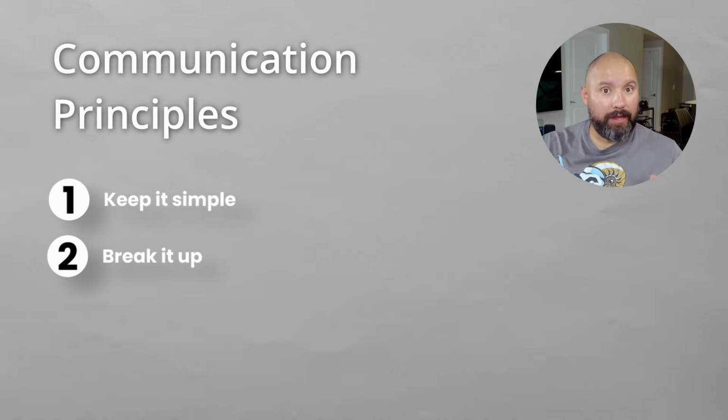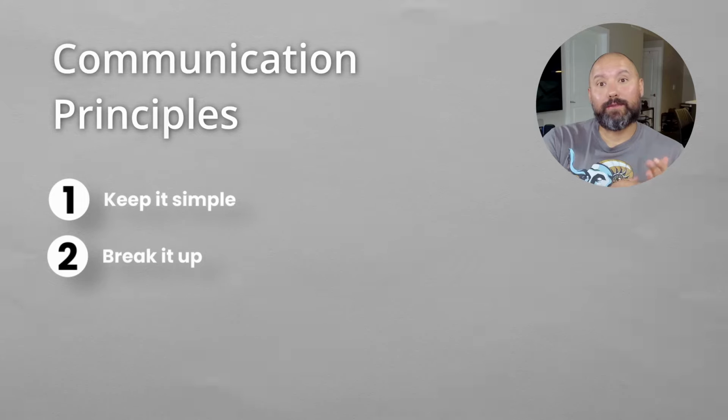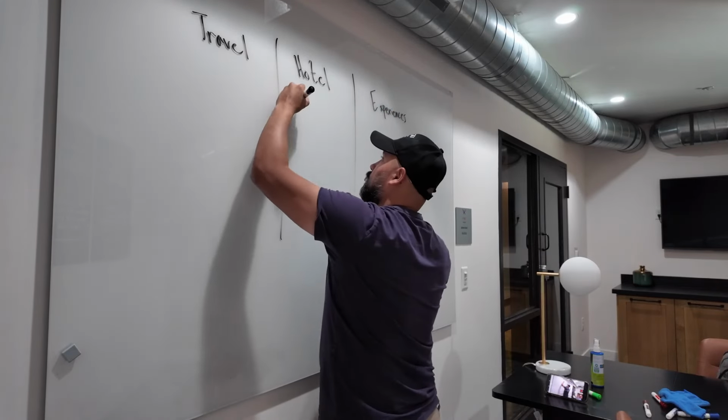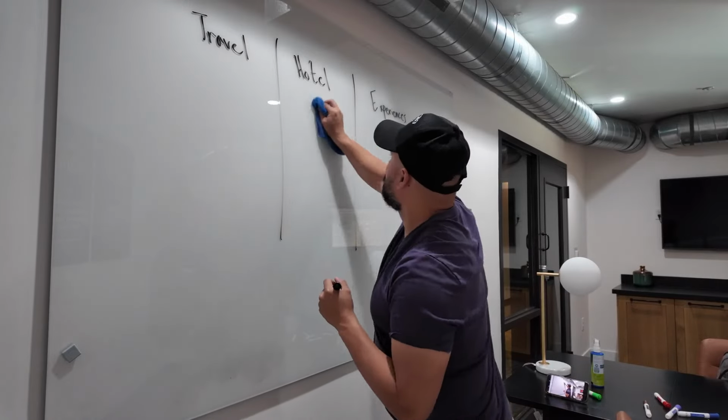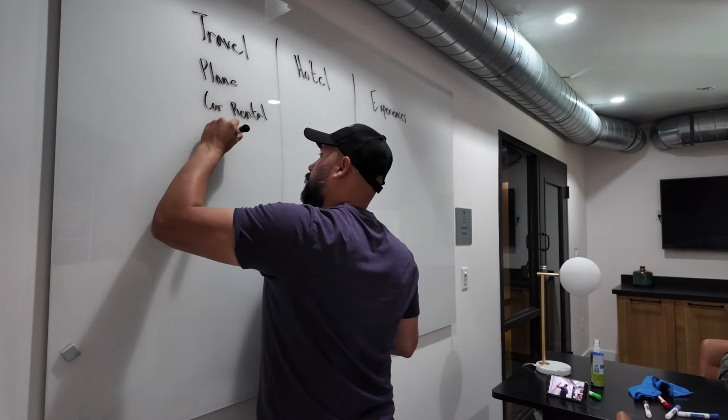Break it into digestible pieces. Don't overwhelm your audience with too much information at once, and present details in small, manageable chunks so they can absorb each point before moving on. In our example, we can start with an overview of the trip, then break down the details, accommodations, activities, and transportation, one at a time.